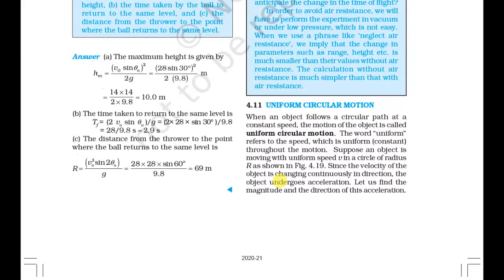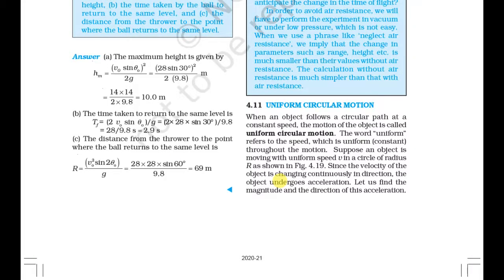In this chapter we will be discussing uniform circular motion. When an object moves through a circular path at a constant speed, the motion of the object is called uniform circular motion. It means that whenever the object moves along a circular path, this is called uniform circular motion.